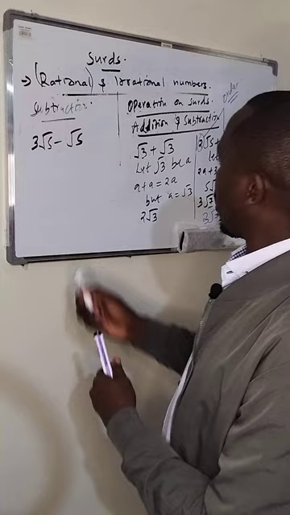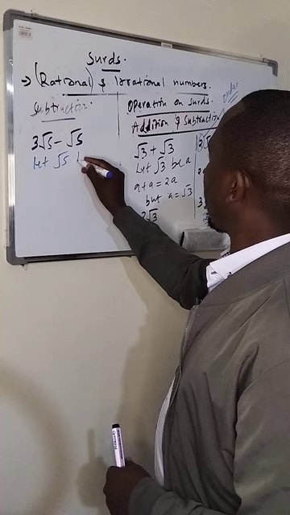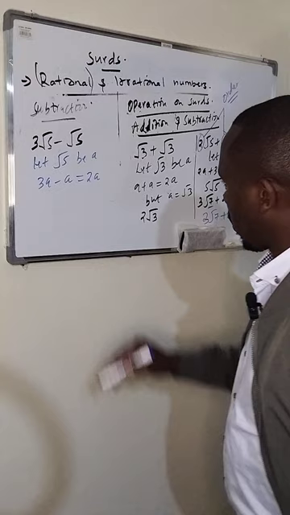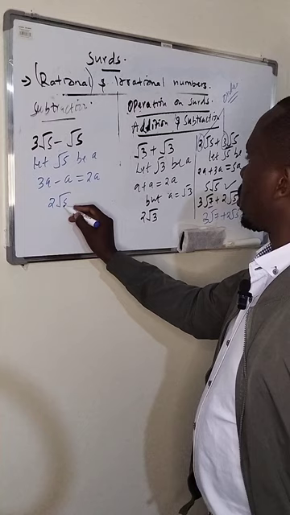Let surd 5 be A. So in that case, we are going to have 3A minus A, which gives us 2A. But A is surd 5, so our answer will be 2 surd 5.